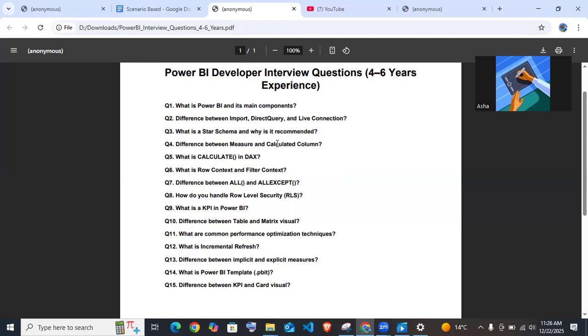Calculated columns are calculated during data refresh and use row context. So they are stored in our Power BI memory, which increases model size. So you can differentiate like that.